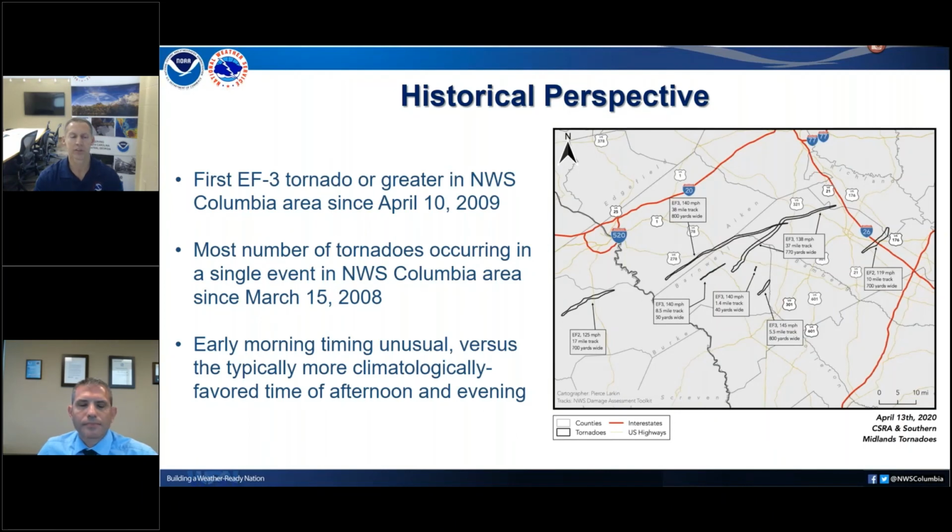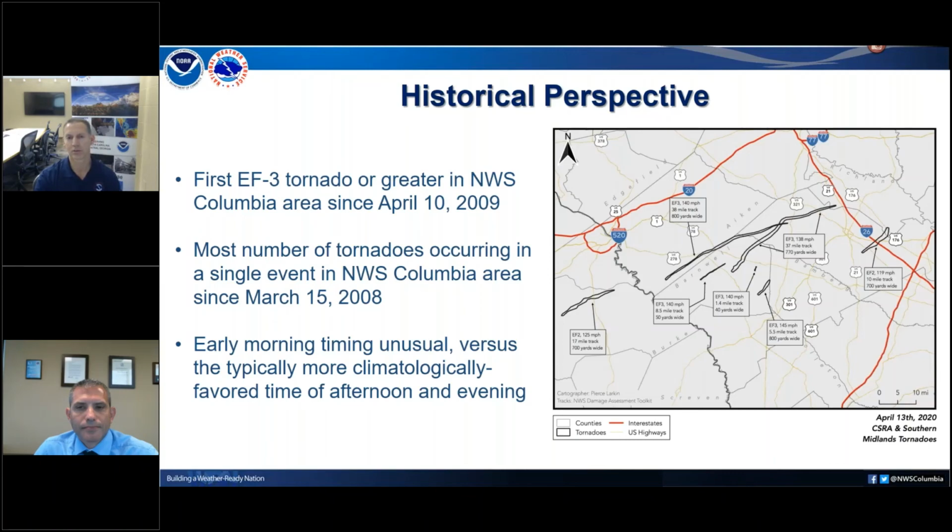Again, this is the first EF3 tornado or greater in the National Weather Service Columbia area since the April 10th, 2009 event. This was also the most number of tornadoes occurring in a single event since the March 15th, 2008 outbreak, which, fortunately or not, I happened to be working radar on that day as well. I seem to have a magnet for these bigger events. But the early morning timing again was very unusual since our typical climatologically favored time is during the afternoon and evening hours.